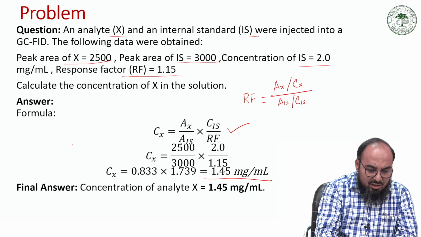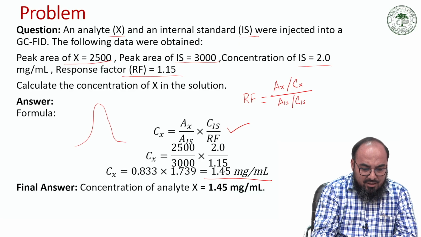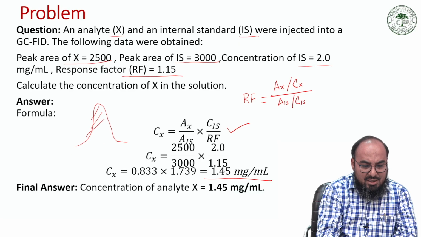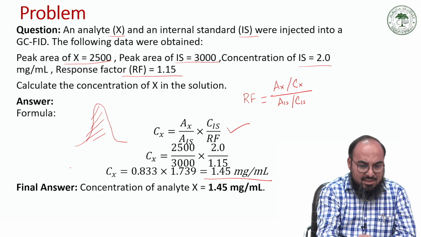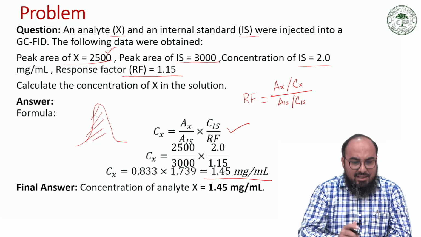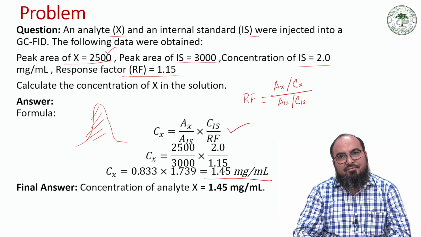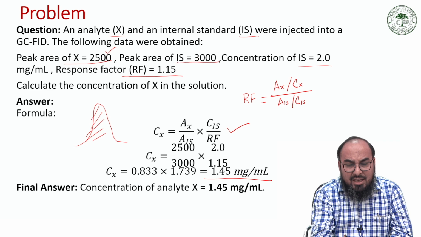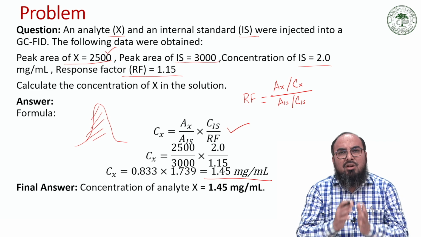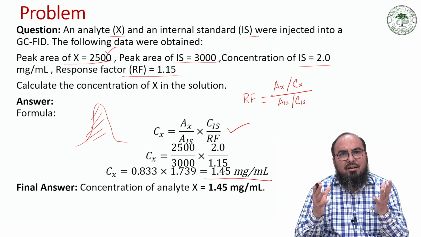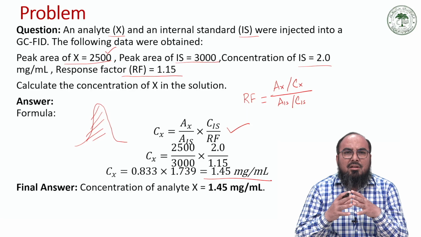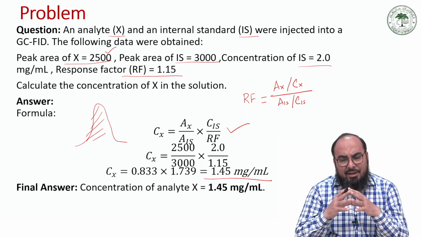Here the area of the analyte is given to you, and the area of the internal standard is also given to you. So this is how you very intelligently calculate the concentration of your analyte.